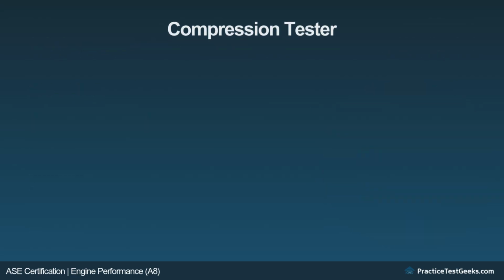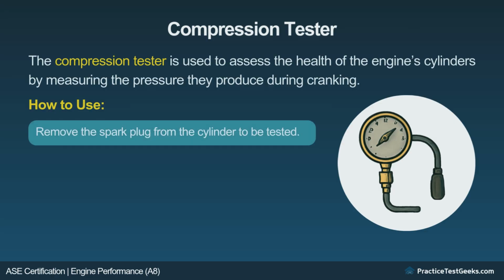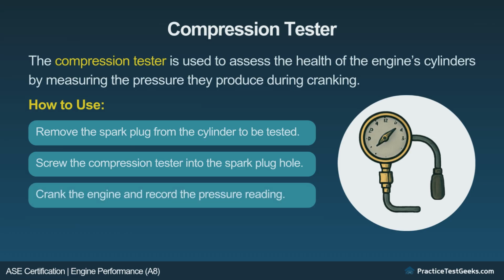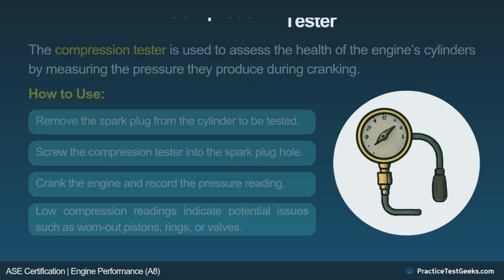Compression tester. The compression tester is used to assess the health of the engine's cylinders by measuring the pressure they produce during cranking. How to use. Remove the spark plug from the cylinder to be tested. Screw the compression tester into the spark plug hole. Crank the engine and record the pressure reading. Low compression readings indicate potential issues such as worn-out pistons, rings, or valves.